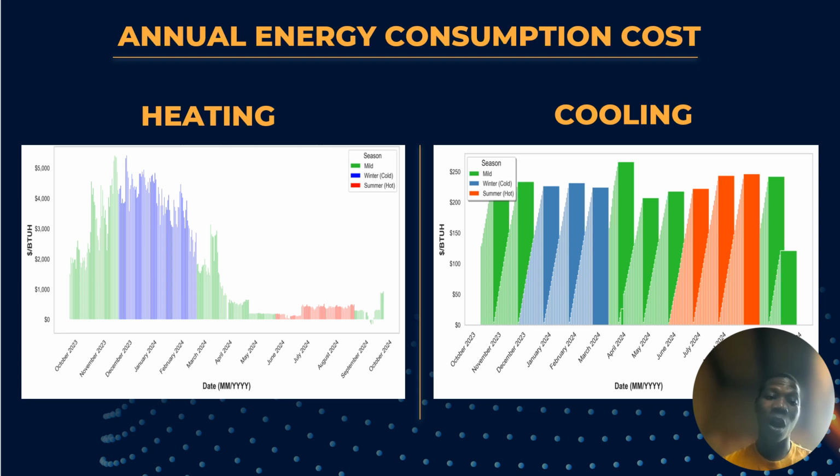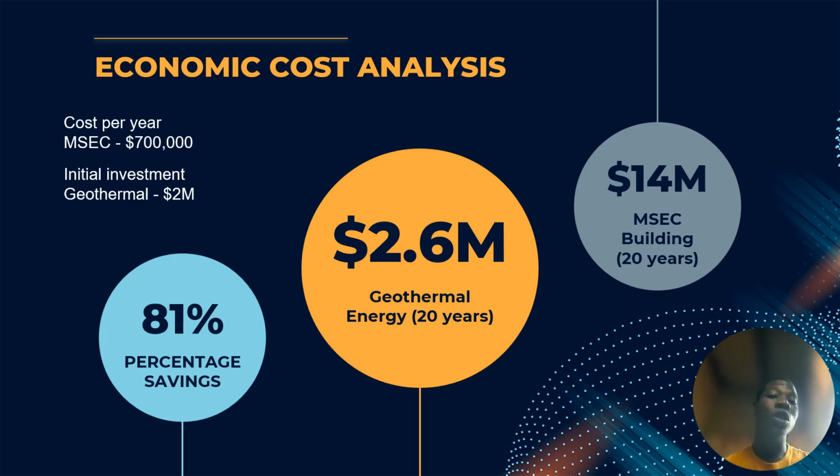This is the annual energy consumption cost, how much we spend. The energy in BTU is not important, but we want to know how much we spend on heating and cooling. So this is a graph showing heating, and this is a graph showing cooling. Now we look at cost per year. The cost we spend on this is about 700,000 a year.